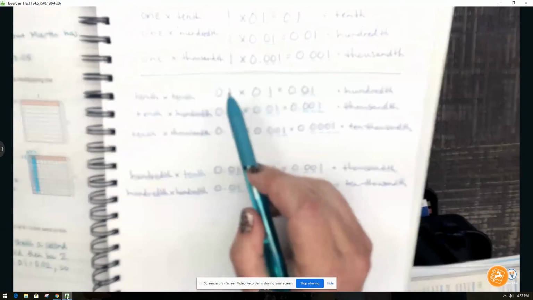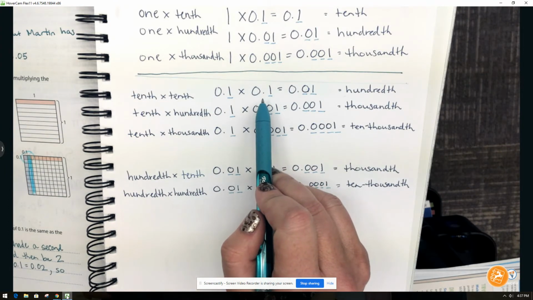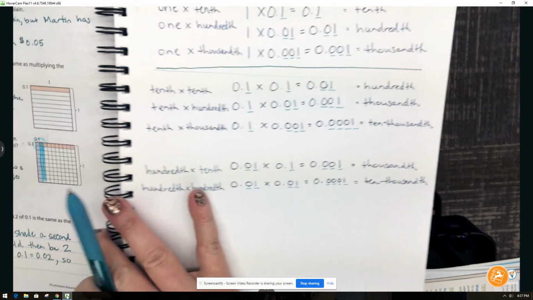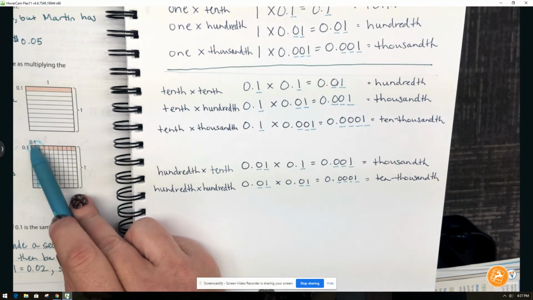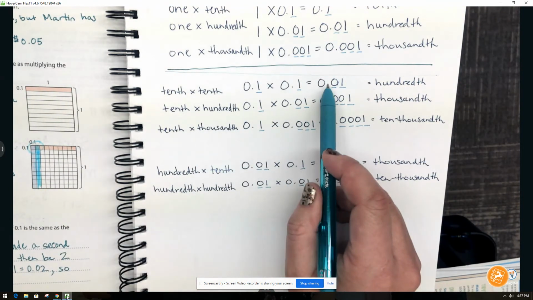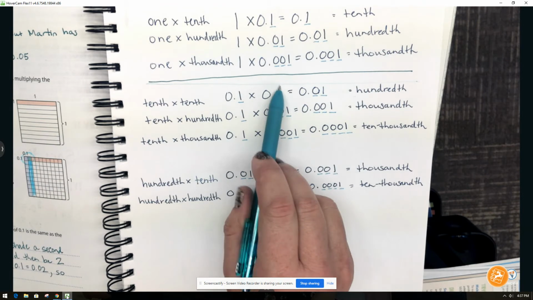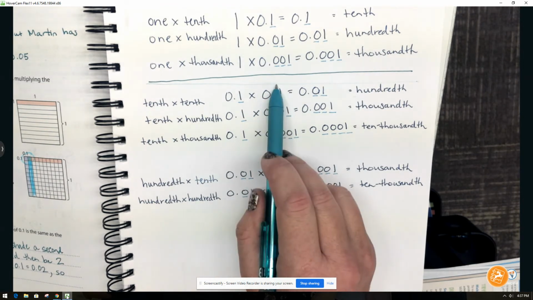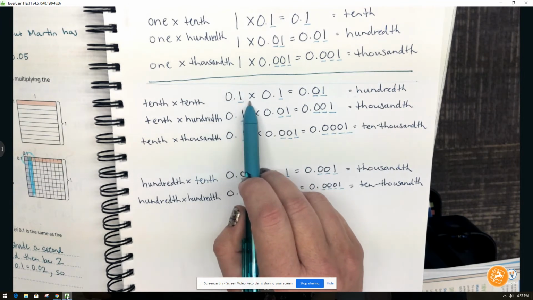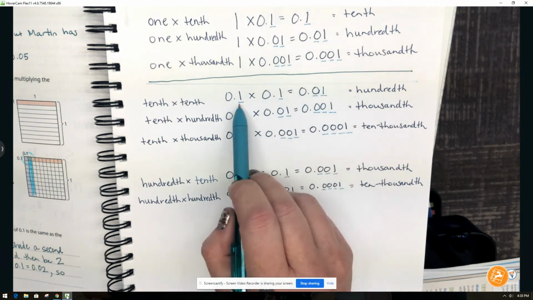Now, when you multiply a decimal times a decimal, this is where it gets a little bit different. So if you have a tenth and you multiply it by a tenth, which is what we did in this example here, we figured out that it equaled 100th because you're finding what is 1/10 of 1/10. If you take 1/10 and you break it into 10 parts, that's what you're doing with a tenth times a tenth. So that's going to give you 100th.